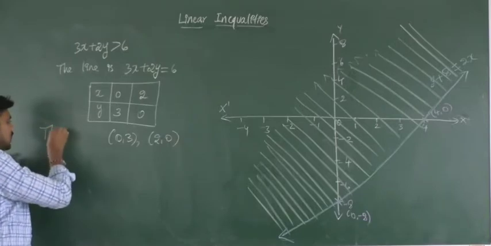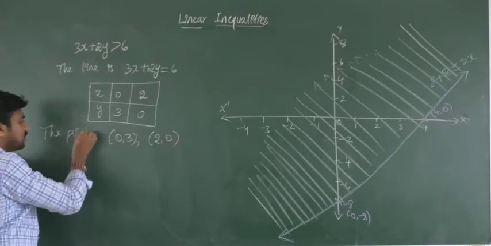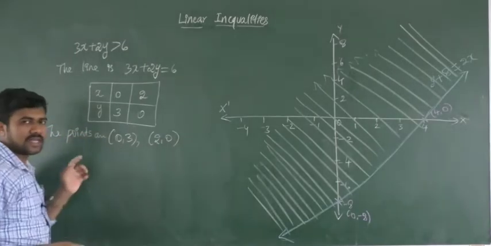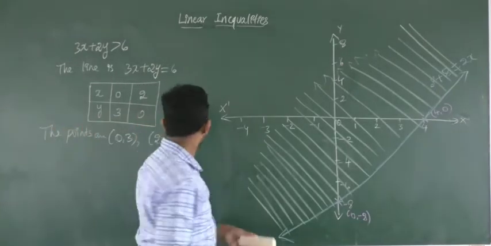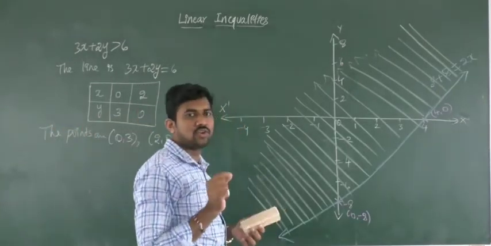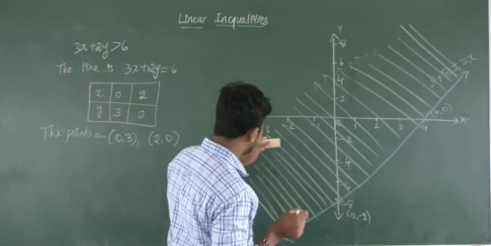These points lie on the line. The points are (0, 3) and (2, 0). So we need those 2 points.